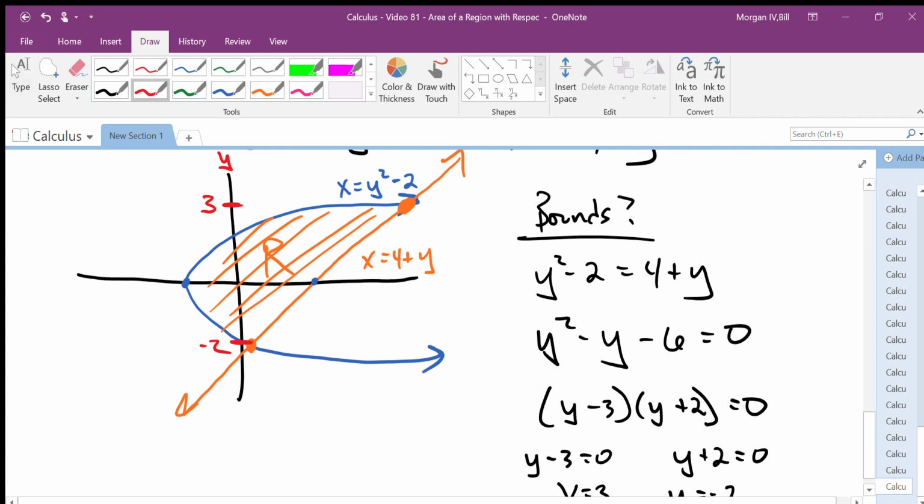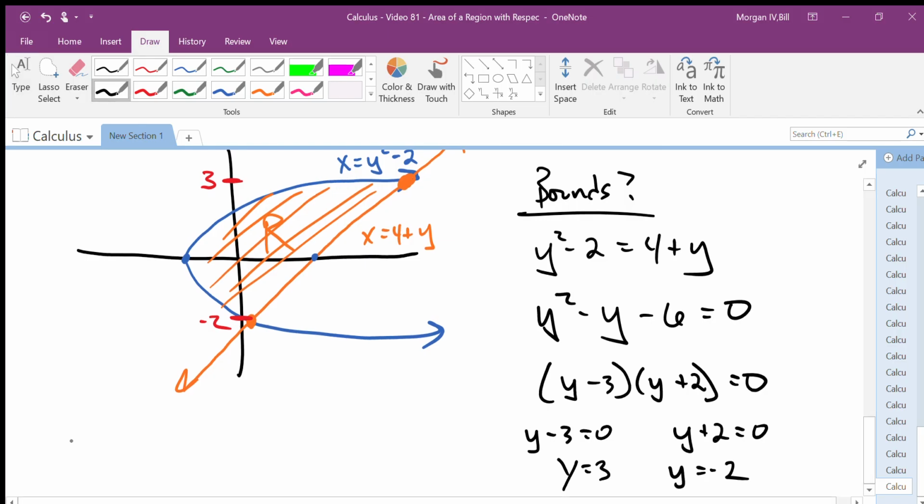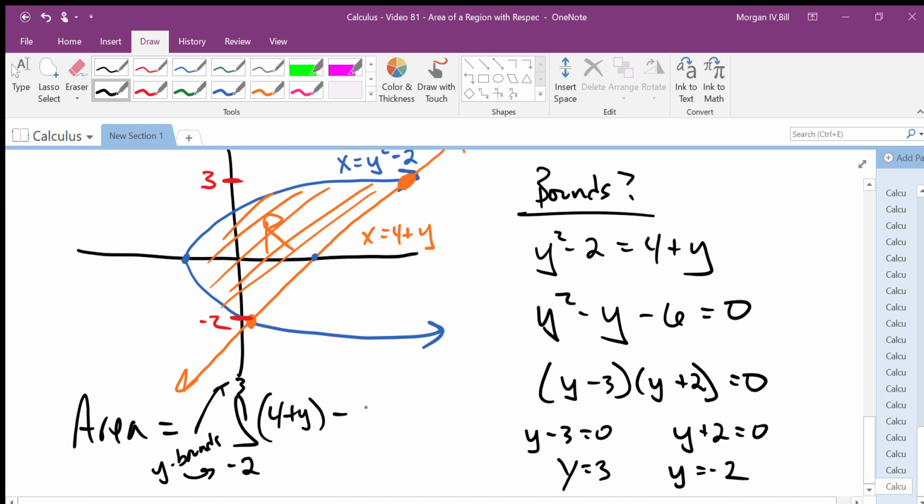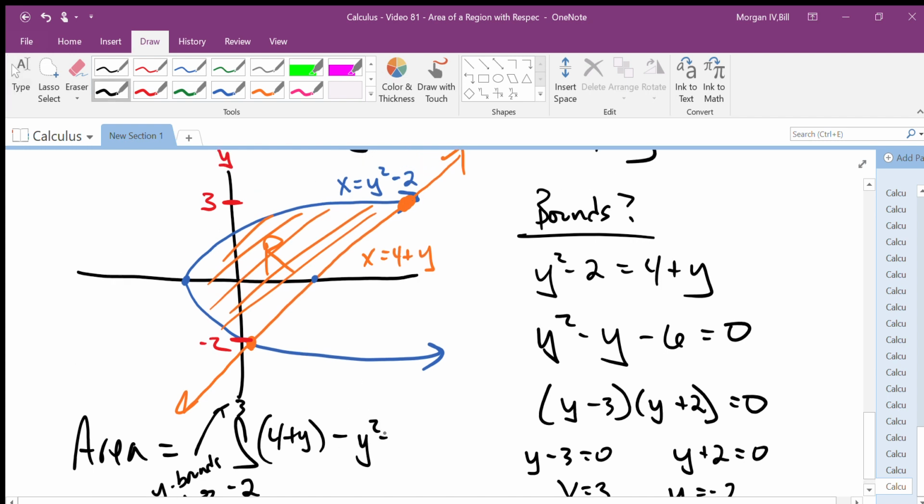So we're going to go, area is the right curve minus the left curve on the y bounds, everything in terms of y, so your equations are in terms of y, and we'll be integrating with respect to y. We'll have dy. And we get this. Area is equal to the integral from -2 to 3, these are y bounds, of the right curve, that's 4 plus y, minus the left curve, that's y squared minus 2, in parentheses.